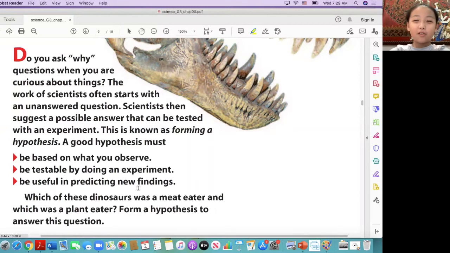Like for your toys example, it should be useful in predicting new findings. Like for example, you ask, why is there a watermelon in the mouth? Most people just buy this for fun, but this is what scientists do. So perhaps he is eating one, or her mouth is very big and he just puts the whole thing in there. Yeah, in the mouth, that's right.